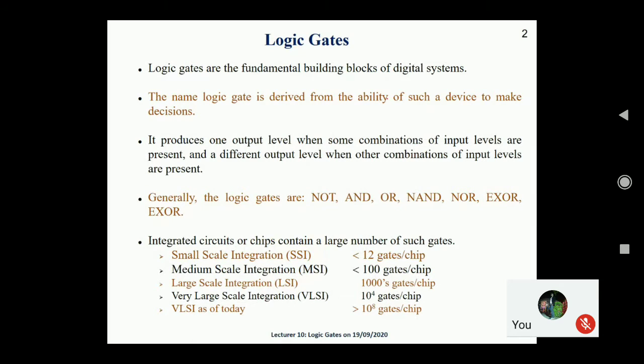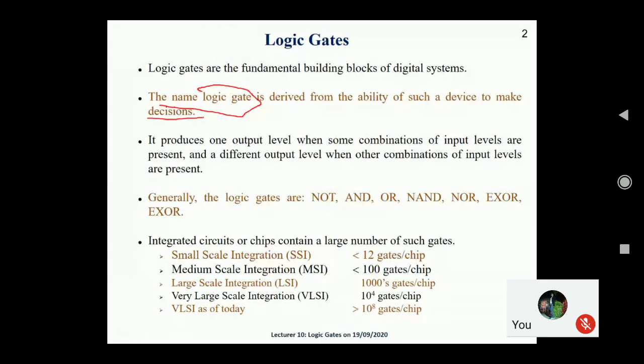The name of logic gate is derived from the ability of such a device to make a decision. Decision means what? It is very important. That is our main motive, why we are considering the digital system. In a digital system there are two types of voltage. One is zero, we can consider low, and the other high, or you can consider on and off. If you convert to binary, zero means off and one means high. Or you can consider active or deactive. Deactive means zero and active means one.